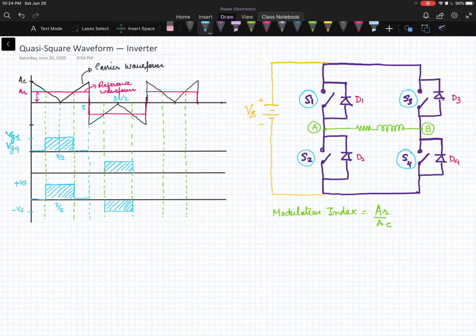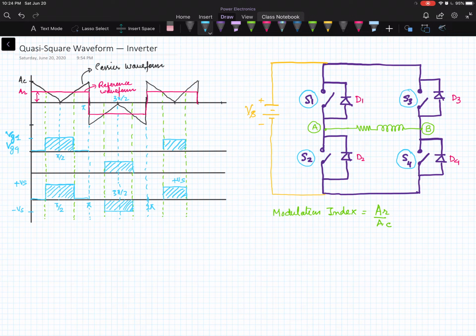waveform. Then in the positive cycle of the rectangular waveform, we generate the pulse again, and that is applied to the switch S1 and S4, and the output voltage of the inverter is plus Vs. If you look at this part, this is centered at 3 pi by 2. This is pi and this one is 2 pi. So I have sketched one complete cycle at the output. The negative half cycle and the positive half cycle.